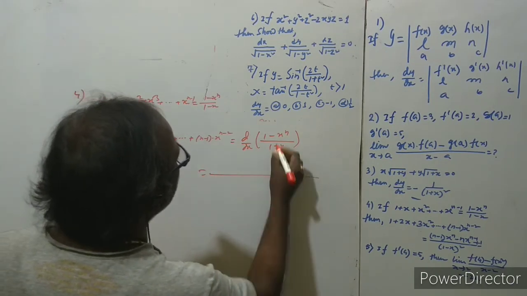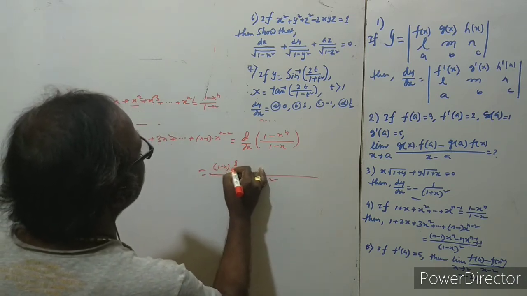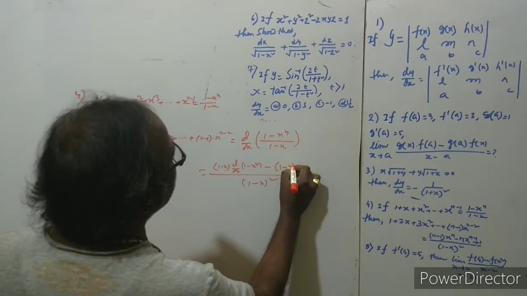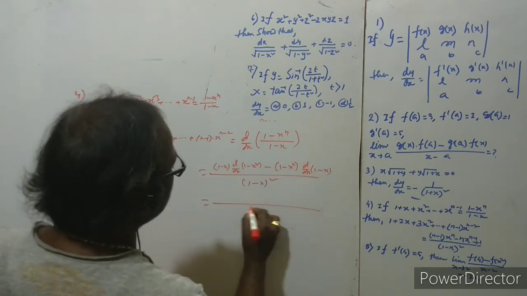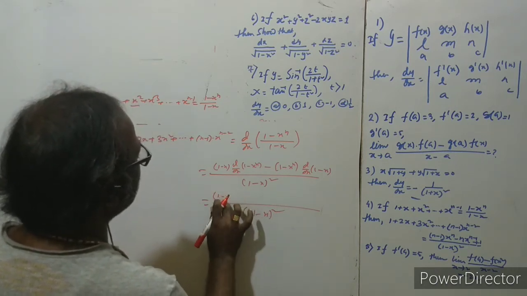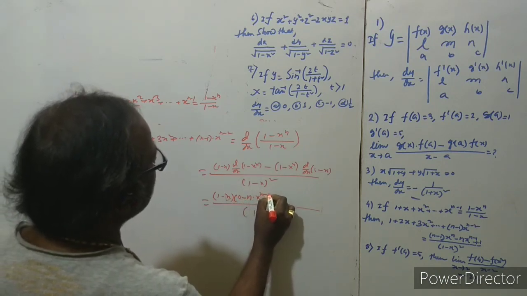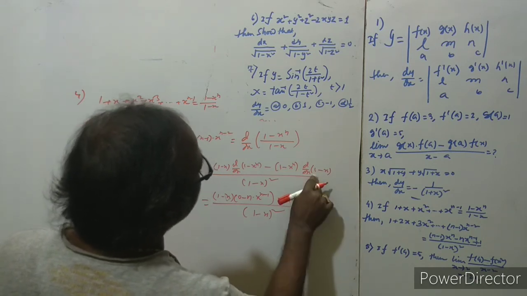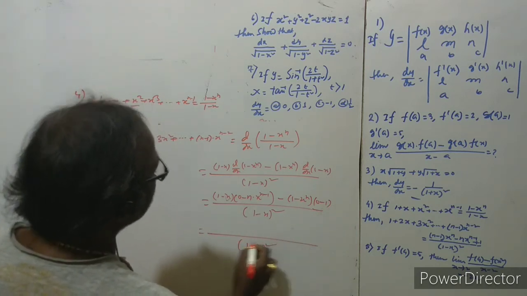So this is u by v. The denominator is 1 minus x whole square, and the numerator is 1 minus x times d by dx of 1 minus x to the power n, minus 1 minus x to the power n times d by dx of 1 minus x. Simplify with the basic idea. The derivative of 1 is 0, so we get n into x to the power n minus 1, and also 1 minus x to the power n times 0 minus 1, where the derivative of 1 is 0 and of x is 1. Now you can write 1 minus x whole square in the denominator.